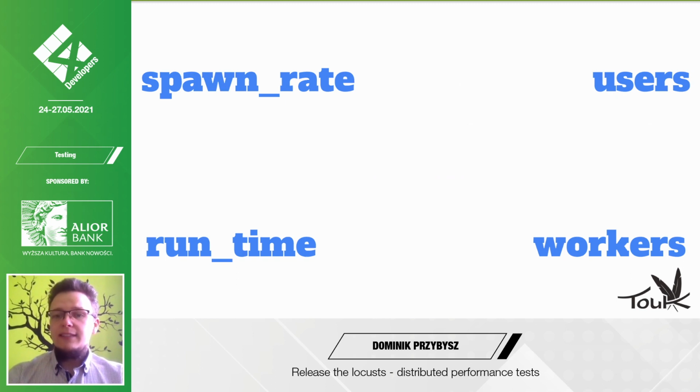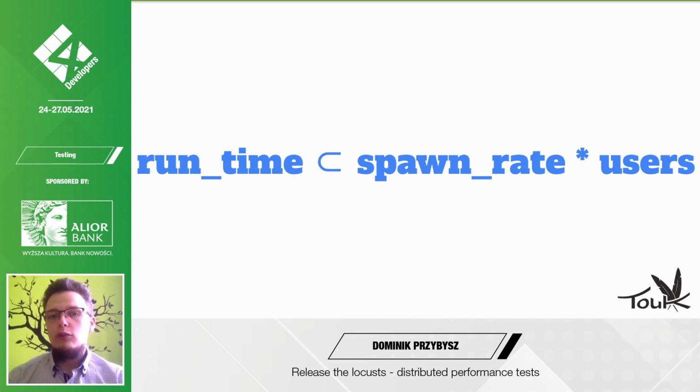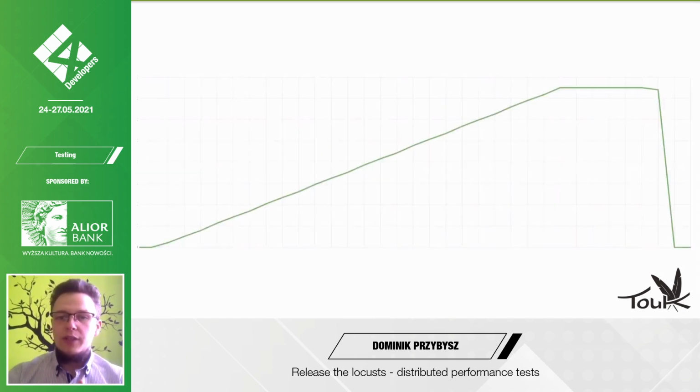I can give you some advice on how to set up those parameters. First, runtime contains spawn rate times number of users. So if we set a certain runtime for the test, then the spawning process is inside it. If the spawning isn't finished by the end of the runtime, the test will finish quicker, and we do not achieve the number of desired users that we wanted in the configuration parameters.